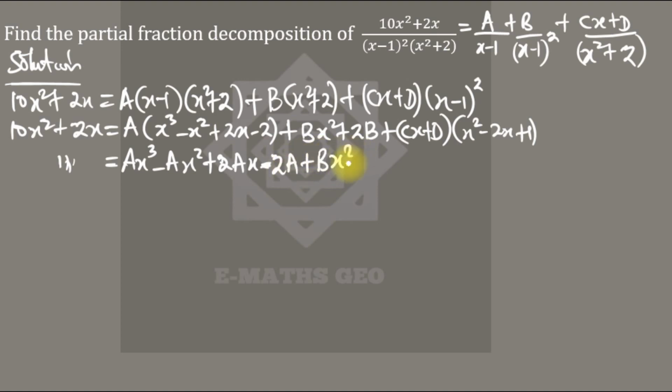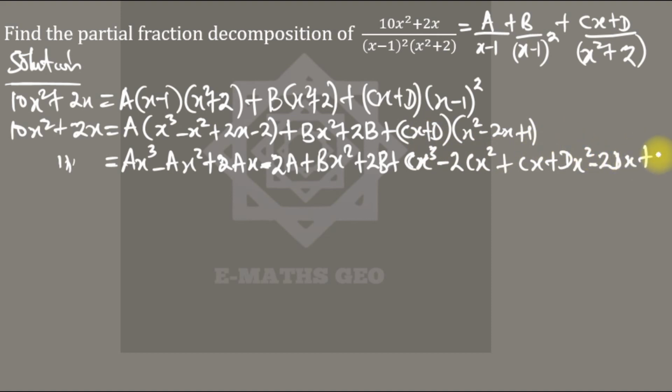Plus Bx squared plus 2B, plus this: Cx cubed minus 2Cx squared plus Cx, plus Dx squared minus 2Dx plus D.